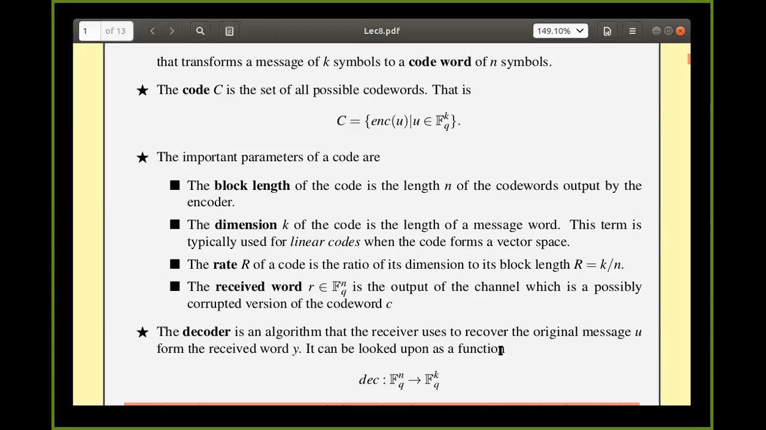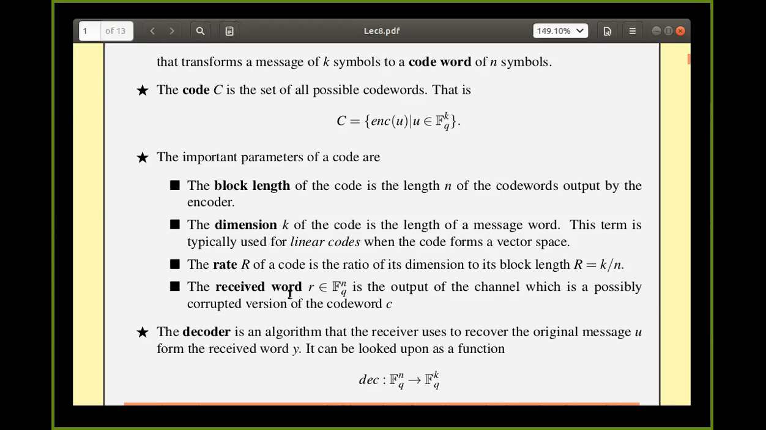It can be looked upon as a function. The decoder is a function from F_q^n to F_q^k. I hope you understand that the original message is of length k, which we have converted into a codeword of length n that is transmitted.